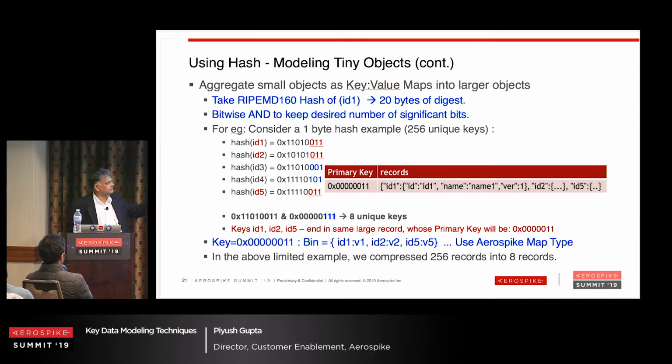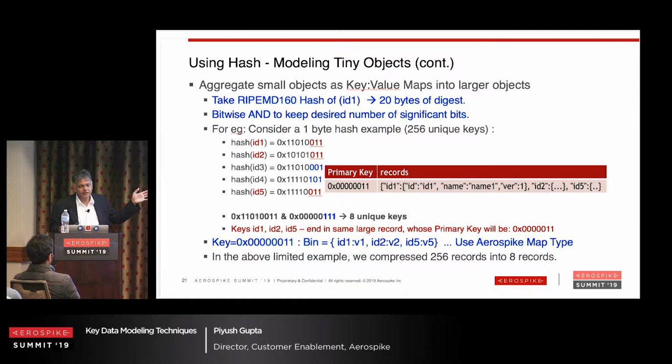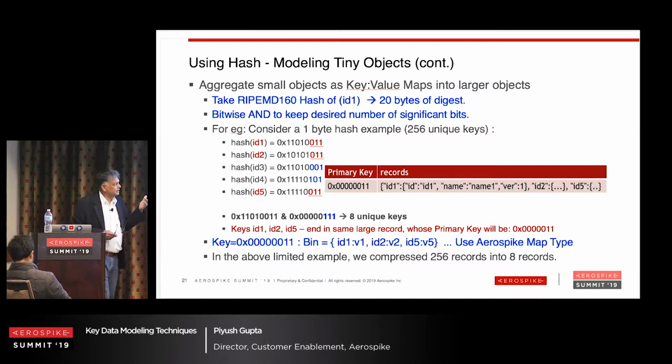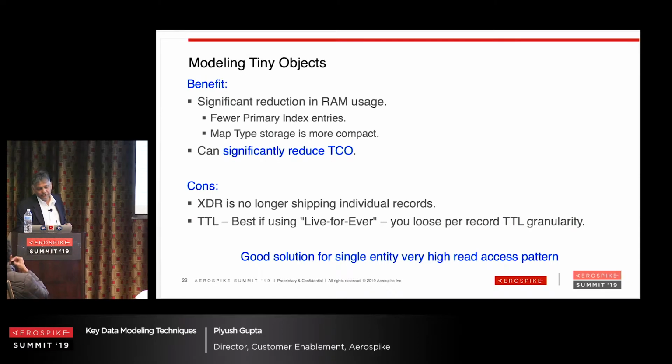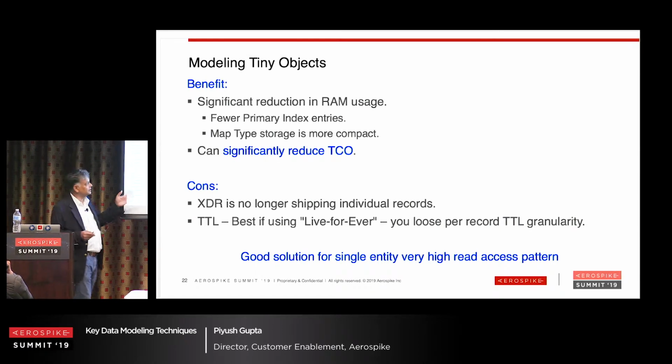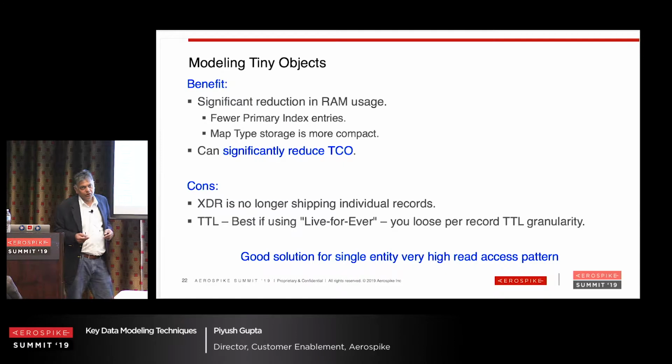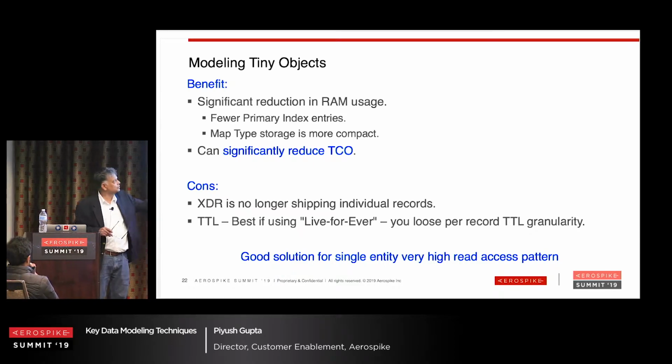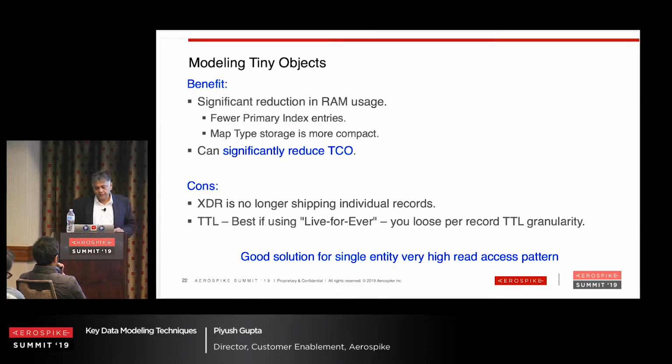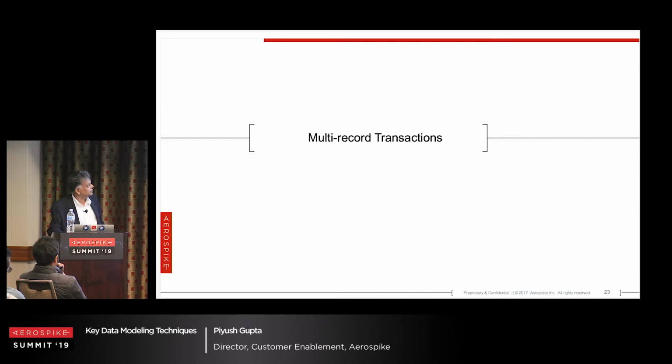Again, this is now a single record lookup and update, but it has its challenge in that you now have multiple records sitting inside a single record. So XDR, if you're using it, is no longer shipping individual records, and you lose the record level time to live if you're using that. If you're using live forever, then you're good, but you lose the granularity if you're using time to live on individual records. That's what you lose, but you significantly save money. Nothing is free, but you get something for sacrificing something else.